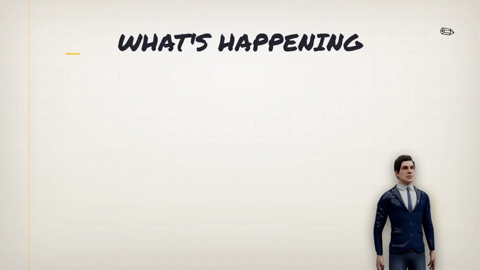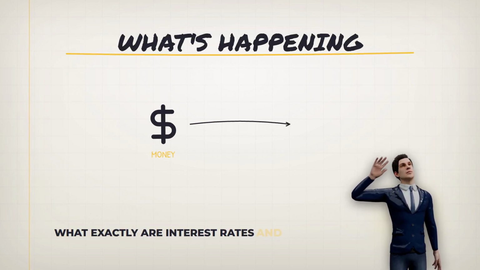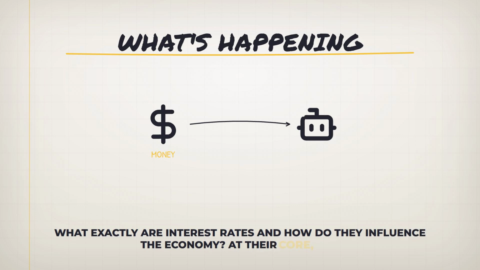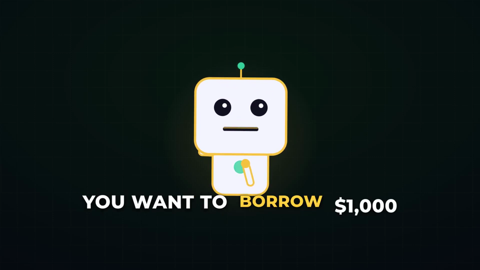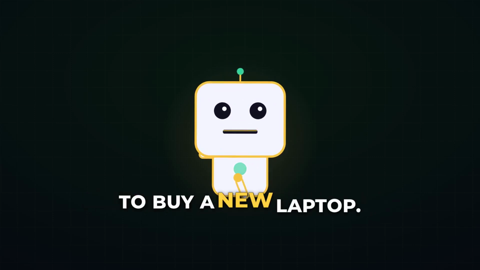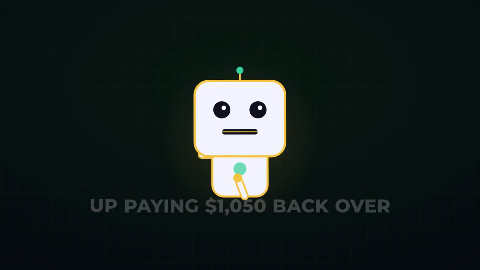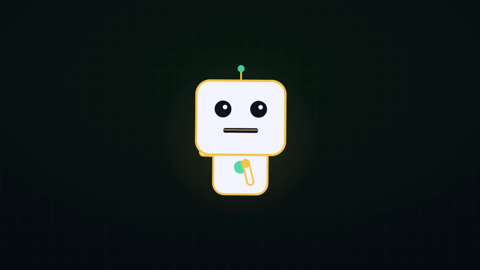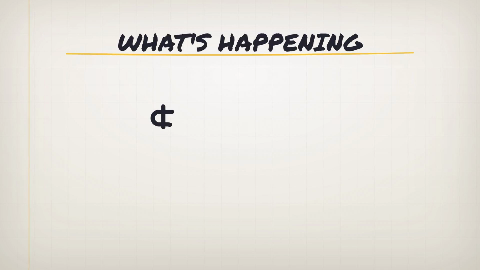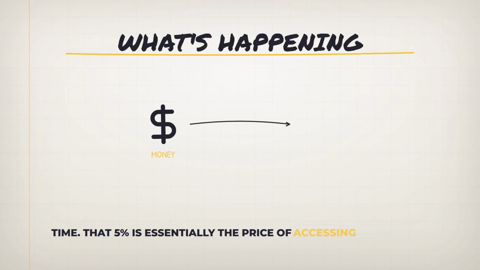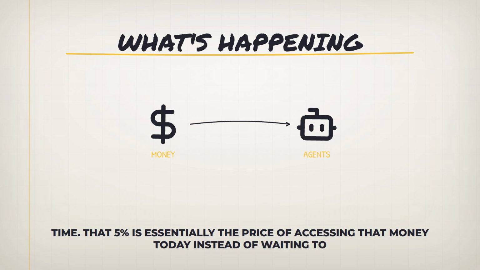What exactly are interest rates, and how do they influence the economy? At their core, interest rates are the cost of borrowing money, or the reward for saving it. Imagine you want to borrow $1,000 to buy a new laptop. If your bank charges a 5% interest rate, you'll end up paying $1,050 back over time. That 5% is essentially the price of accessing that money today, instead of waiting to save up.